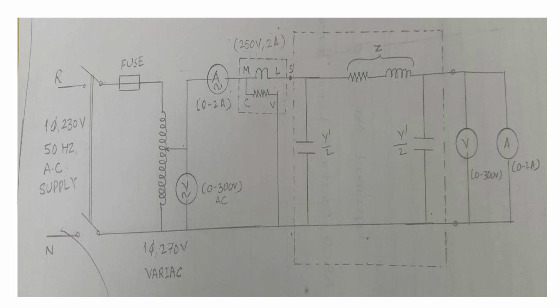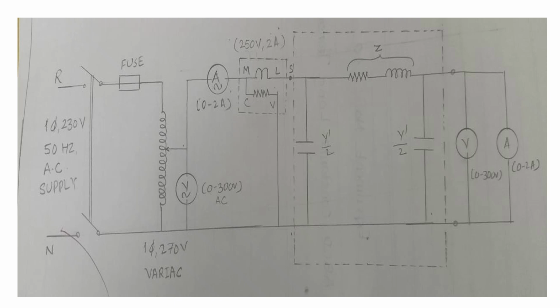Then this is the entire transmission line, and at the receiving end of the transmission line, to measure the receiving end voltage, we have connected one AC voltmeter in parallel, and to measure the short circuited current, we have connected the AC ammeter at the receiving end of the transmission line.